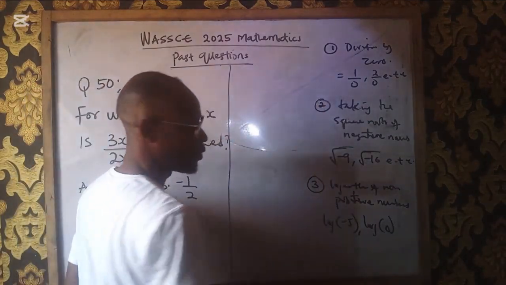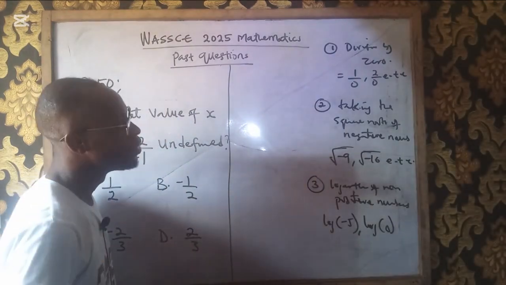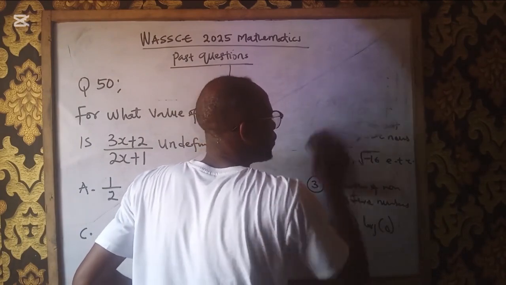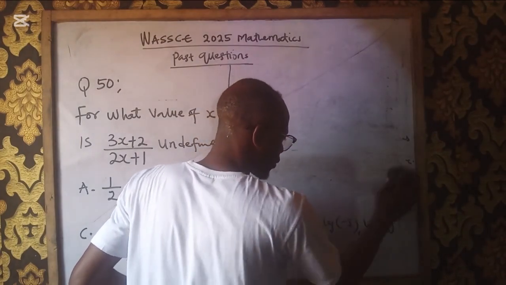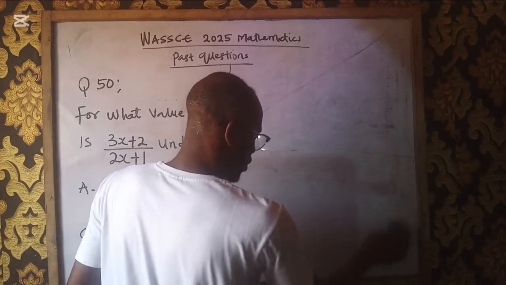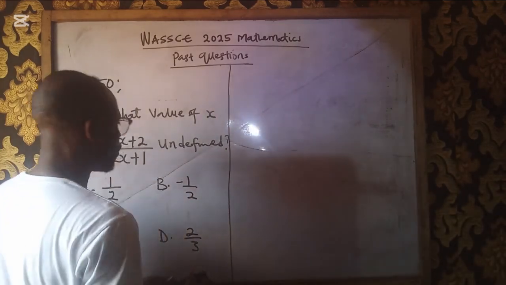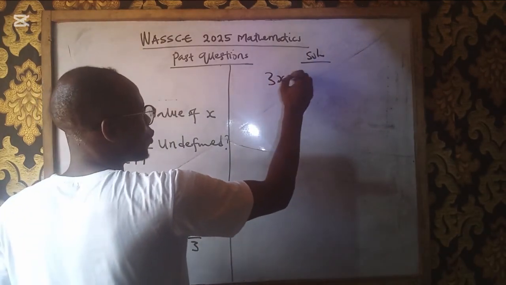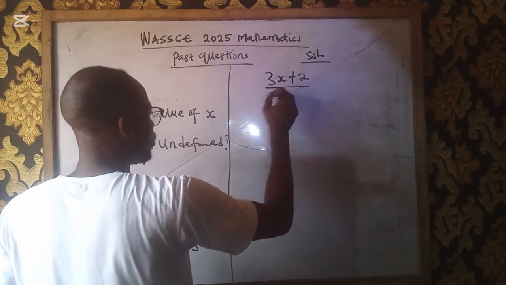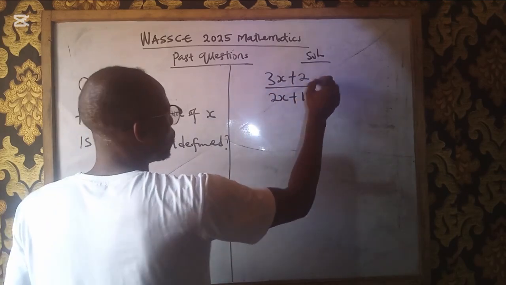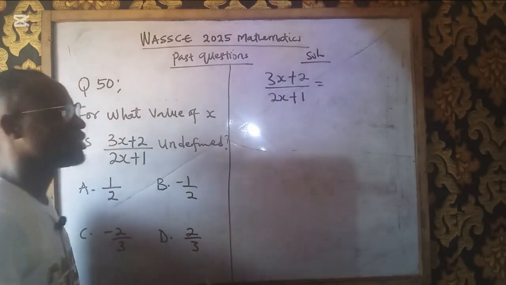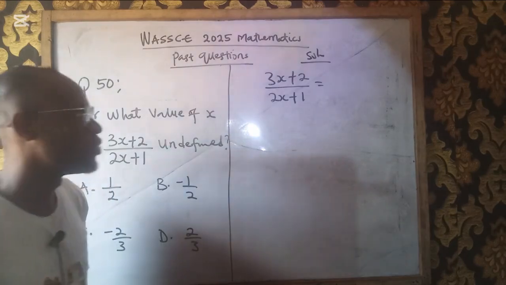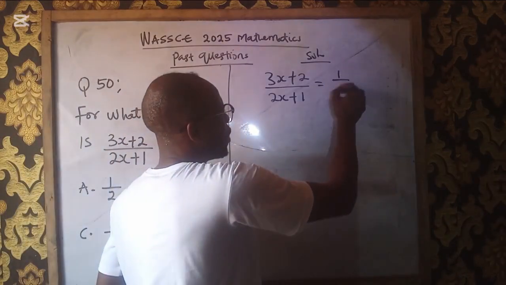So let's start with it. You can pause the video and write this. All right, so let's take down the question. Solution. We have (3x + 2)/(2x + 1). So we can equate it to anything. I can say any number divided by 0. As far as that expression is over 0, it's said to be undefined. So let me take 1 divided by 0.